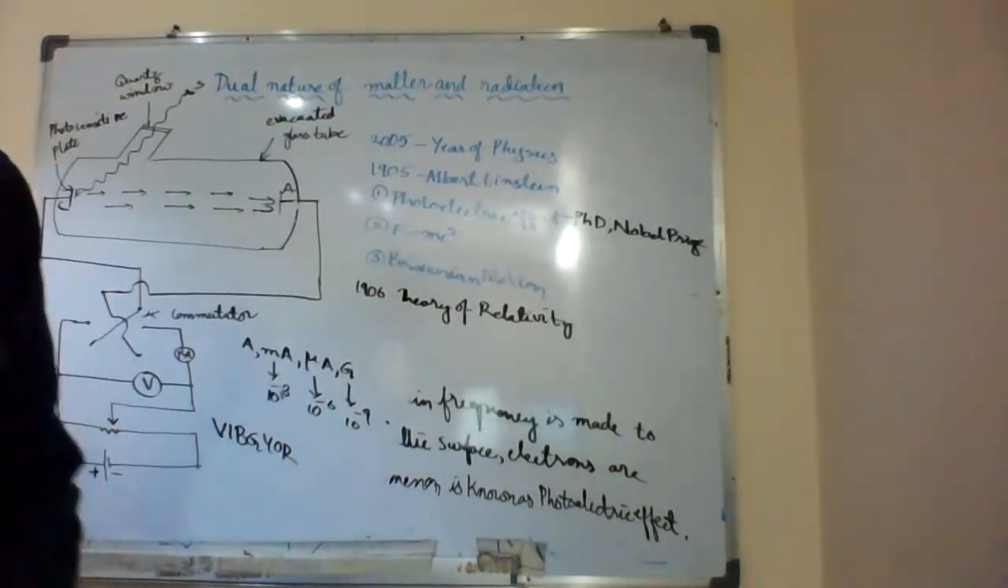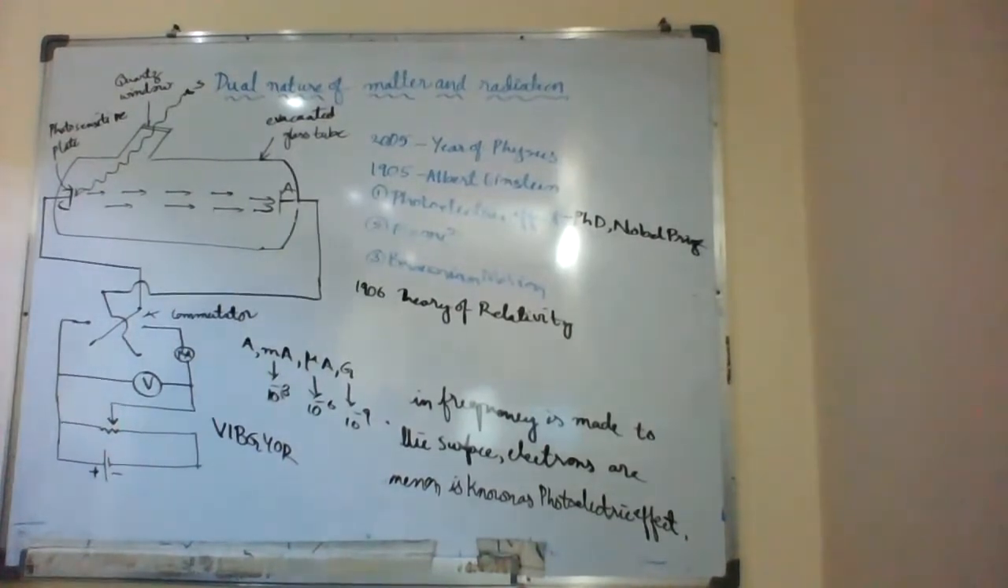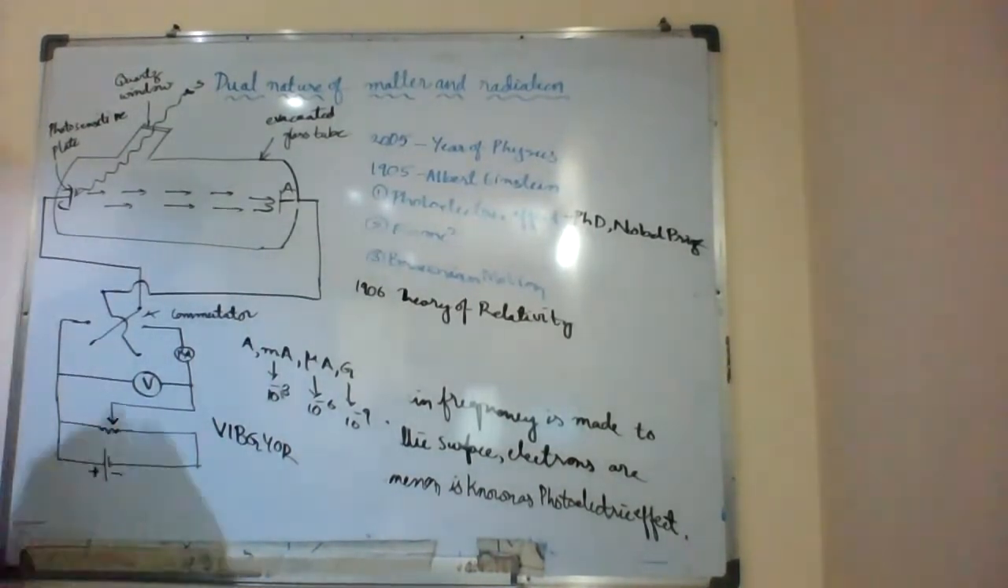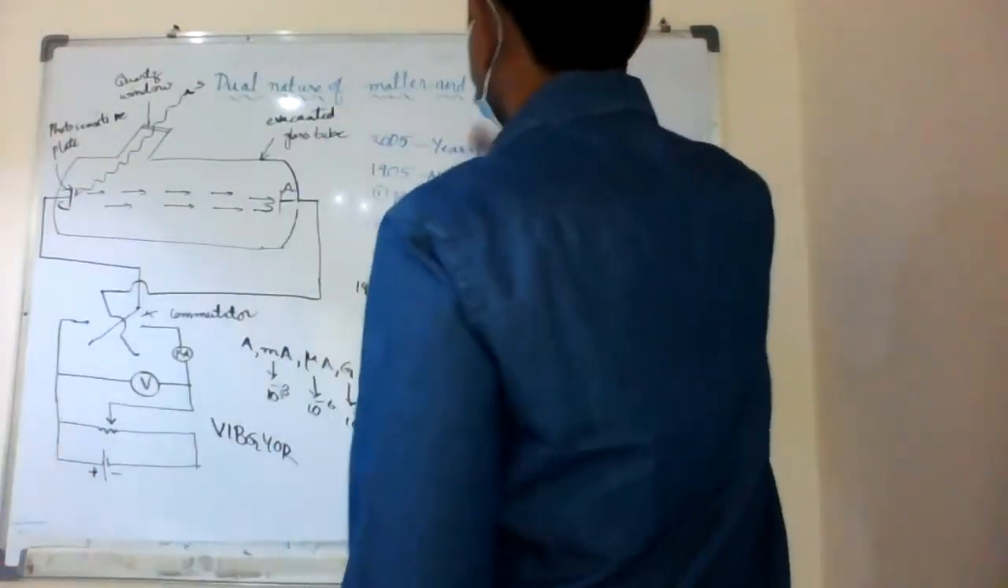Now we'll start with the first graph. The first graph is intensity of light versus photoelectric current.